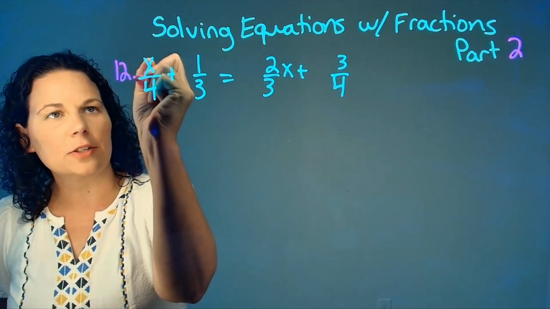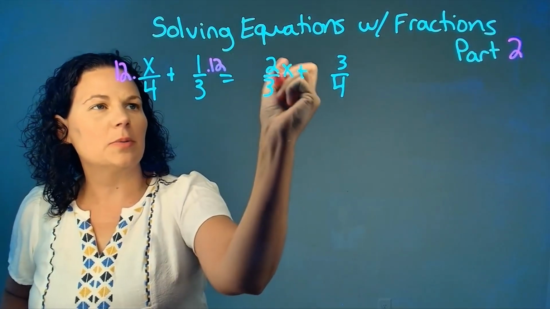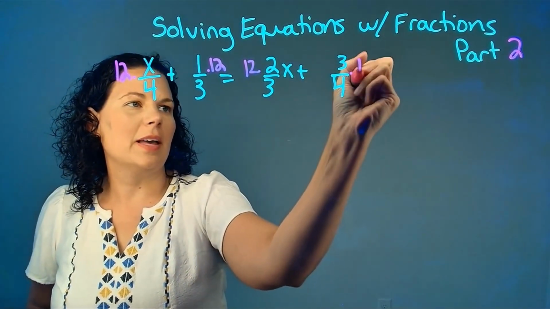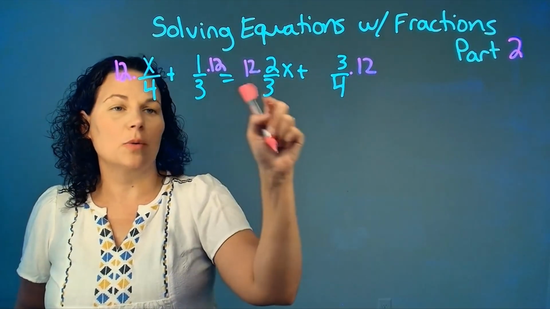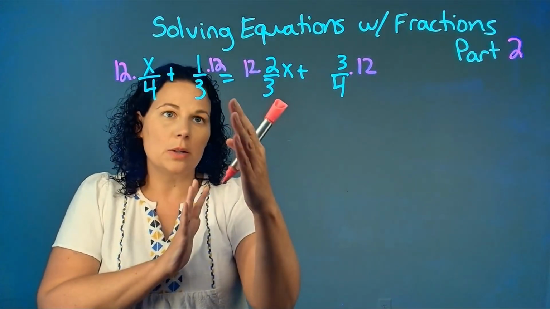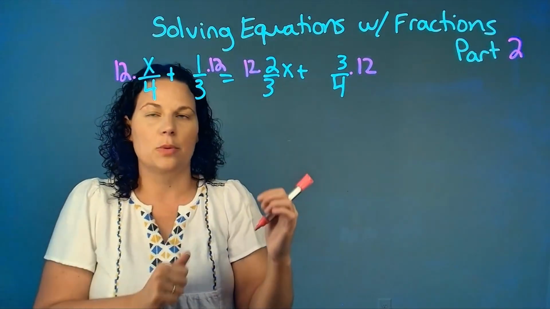So we multiply this term by 12, we multiply this one by 12, we multiply this one by 12, and this one. Anytime you see a plus sign or a minus sign, that's a new term, or an equal sign, that's a new term. Multiply it by 12.